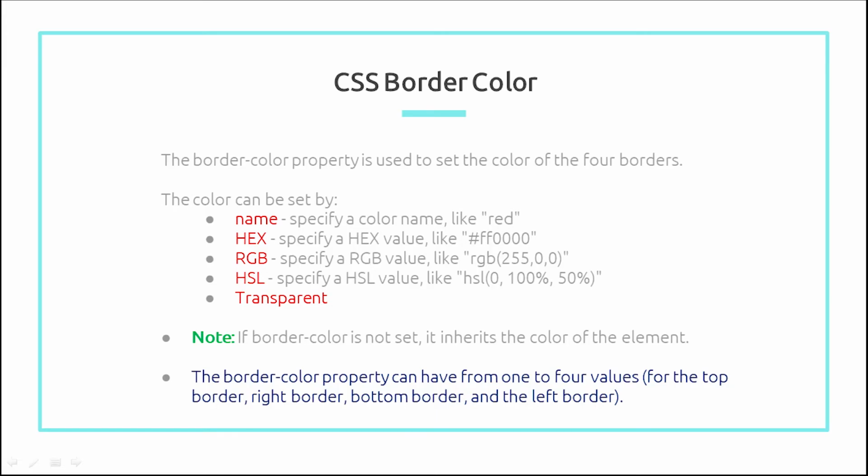CSS border color. The border color property is used to set the color of the four borders. The color can be set by name, specify a color name, like red. Hex, specify a hex value, like #FF0000. RGB, specify an RGB value, like rgb(255,0,0). HSL, specify an HSL value, like hsl(0, 100%, 50%). Transparent. Note: if border color is not set, it inherits the color of the element. The border color property can have from one to four values for the top border, right border, bottom border, and the left border.